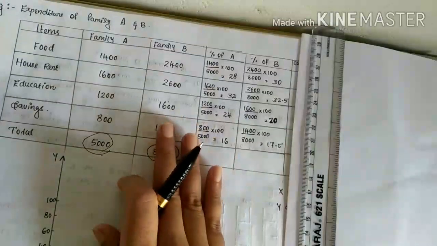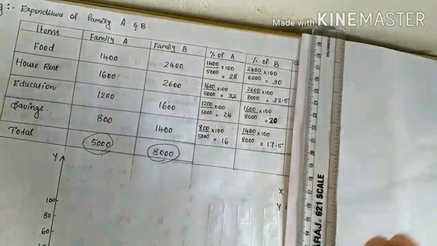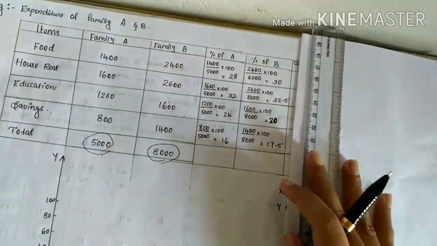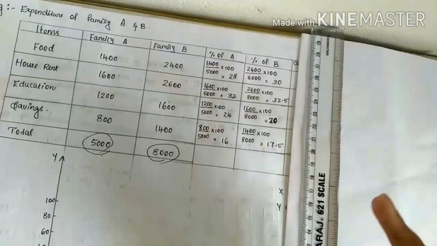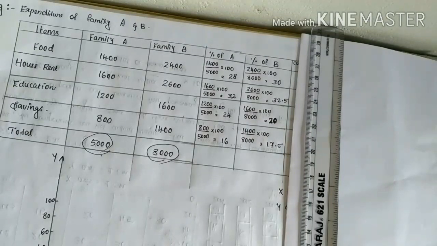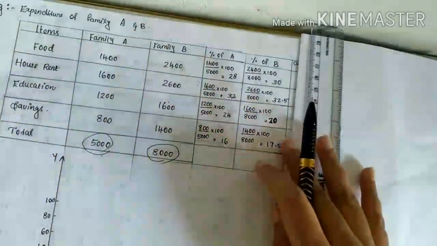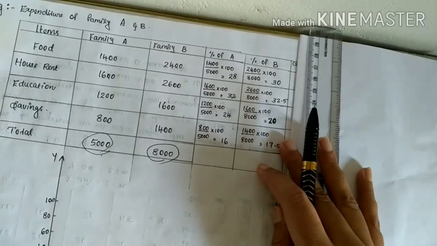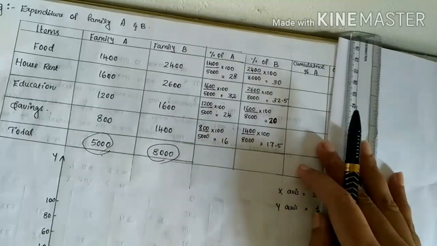After finding out the percentage value of family A and family B, the next procedure is to calculate the cumulative percentage. Already we know what is cumulative. One item or one number can be added to another number, that is known as cumulative. So the percentage of family A is given. The next procedure is to calculate the cumulative percentage of family A.